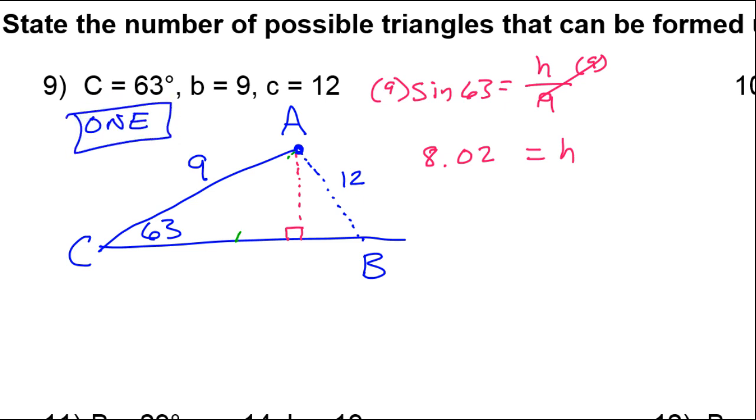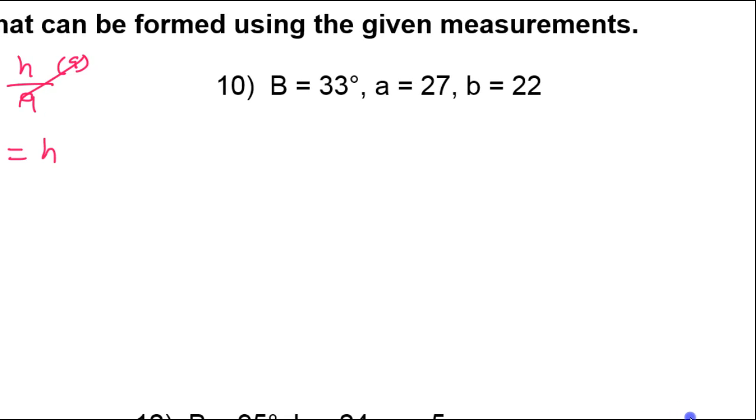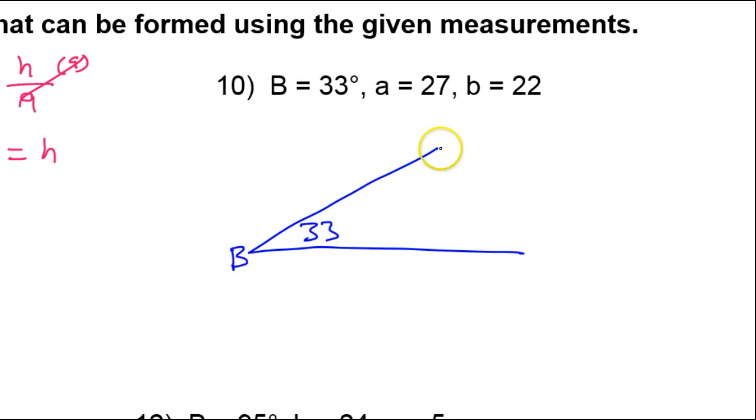Okay. Now let's take a look at number 10. Again, we see that we have two sides and an angle. So again, you should draw your diagram like this. And we'll put the angle right here. There's 33, so that makes this B. We'll put our swing side over here temporarily.